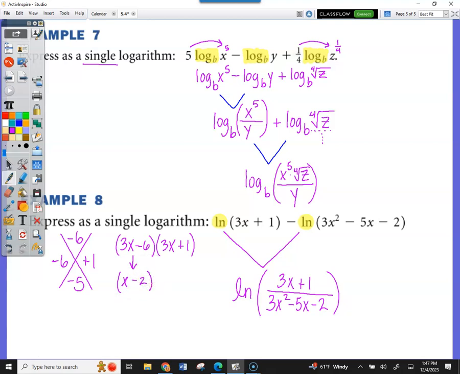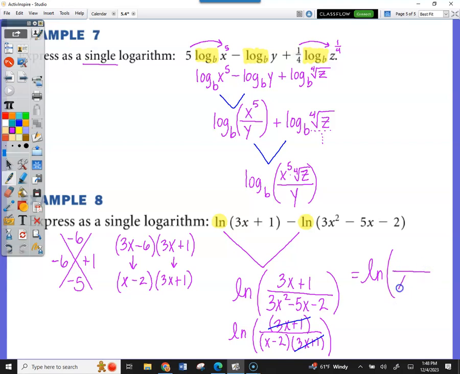2, right? A 3 would divide out. And then this one comes down. It's already done. So now I'm going to rewrite this. So it's going to be natural log of 1 over x minus 2. 3x plus 1 on top. On bottom, we have x minus 2 and 3x plus 1 here. What happens? What cancels? Be specific. 3x plus 1. Thank you. And then what's left? X minus 2. Where, though? In the bottom.